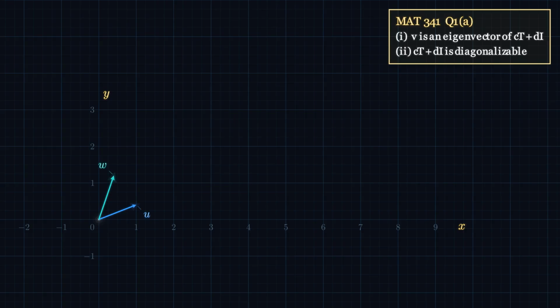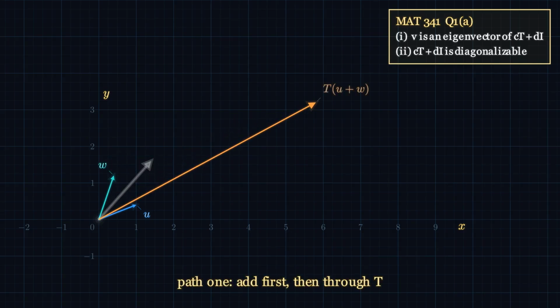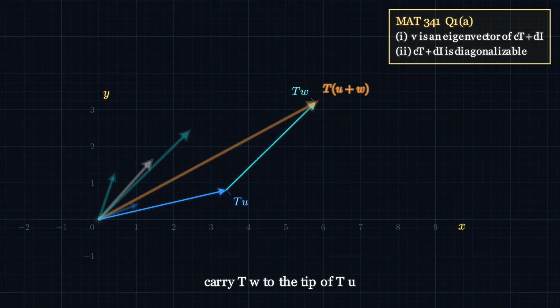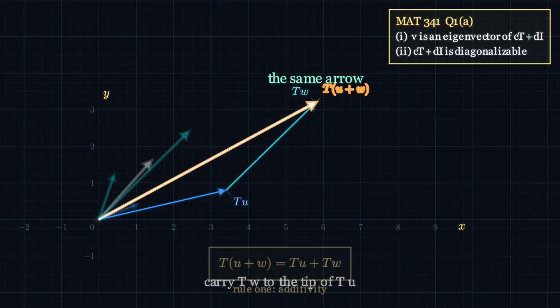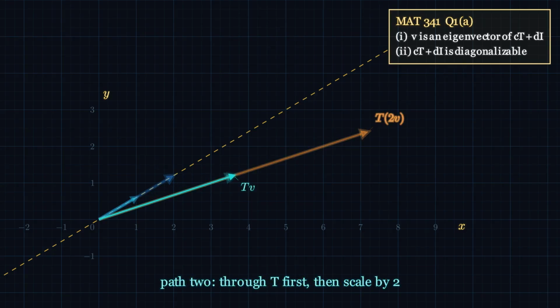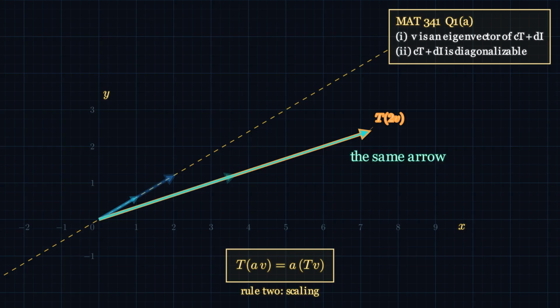Matrix machines are not arbitrary. They obey two house rules, and you can see both. Rule 1. If you add two arrows and then feed the sum into the machine, you get the same result as feeding each arrow in separately and adding the two outputs. Rule 2. If you scale an arrow by a number first and then feed it in, you get the same result as feeding it in first and scaling the output by that number. These two rules are what the word linear means, and they are why the machine moves space smoothly. Grid lines stay straight, the origin stays home.